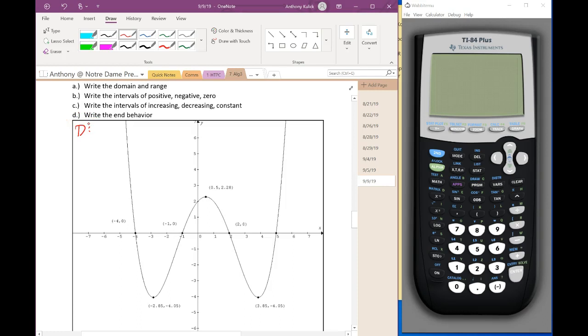Does anybody recognize this? This is the same graph for number 9. I just labeled the points on it. I'm pretty sure a lot of graphs look like that. So we did the domain and range there, and I'm just going to write those in.